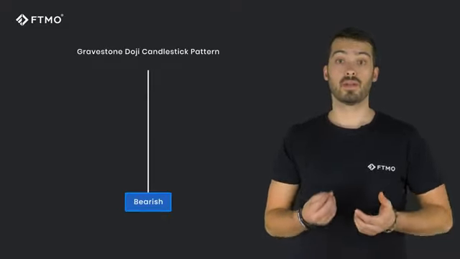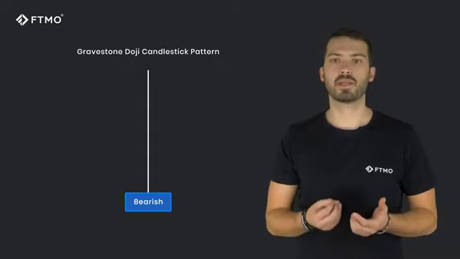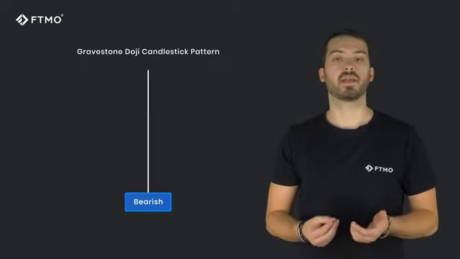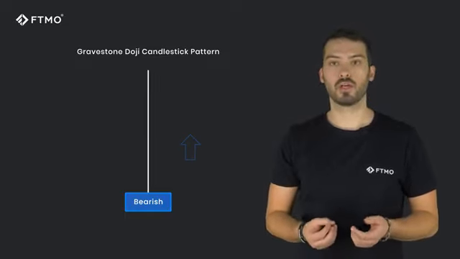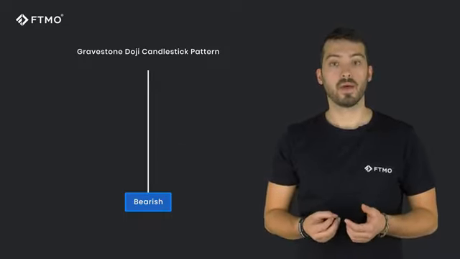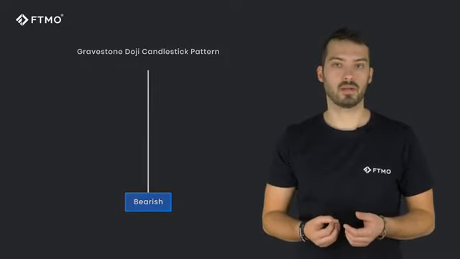Gravestone doji is a bearish candlestick pattern. It shows us the fact that buyers try to step in, but sellers strongly overcame them and pushed the price back to open. In an uptrend, gravestone doji gives us an indication that the market is ready to turn around. In a downtrend, we can use gravestone doji as our continuation signal.